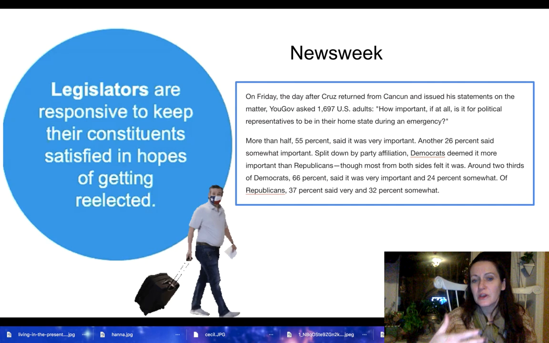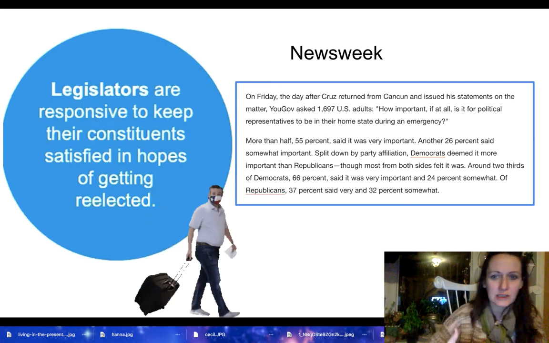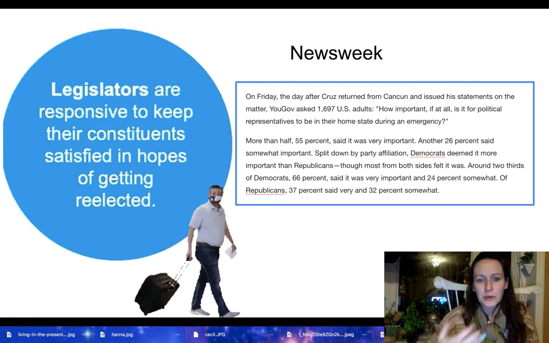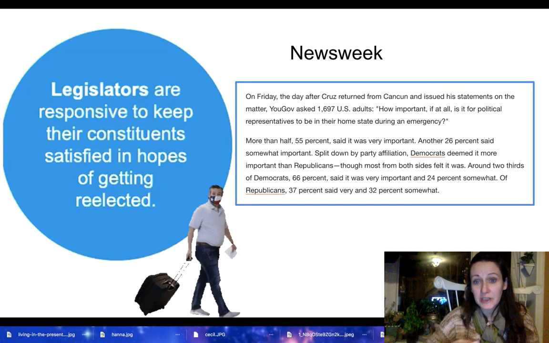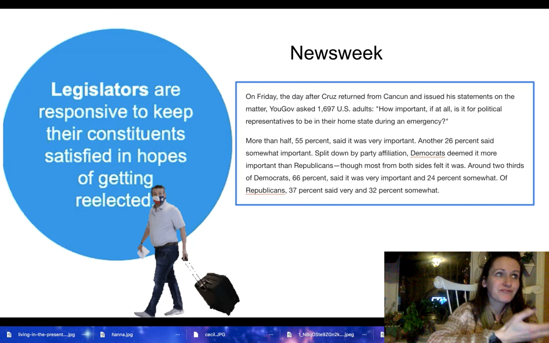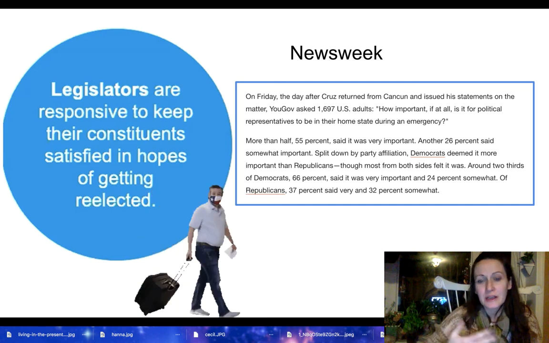So the big news for this past week that we discussed was not only the disaster in Texas, but how Ted Cruz responded to it, or his lack of response. Now, in the news today is how he's helping out and helping feed firefighters, but we know about the little trip to Cancun, right? So this actually shows a result. How important, if at all, is it for political representatives to be in their home state during an emergency? Now, if this was questioned right after this event, it's going to affect people's polls. If this was asked a month ago, maybe not. Because here, over 55% said it was important, right?